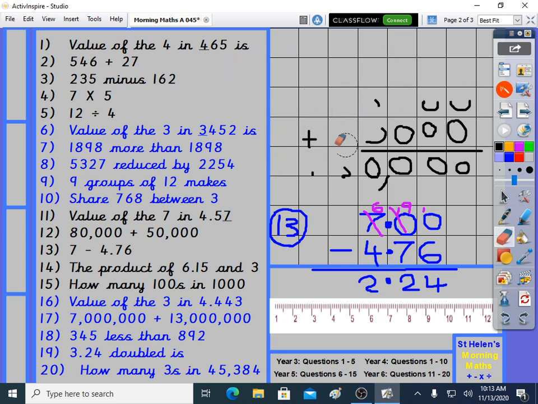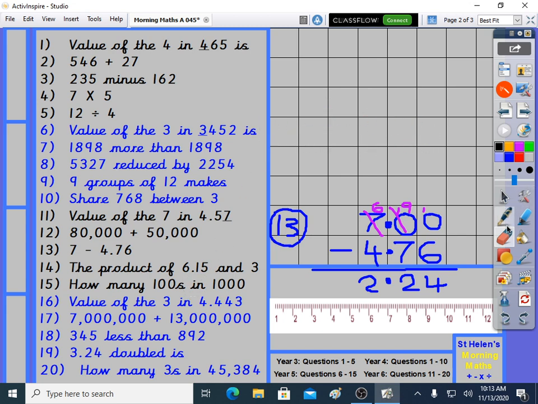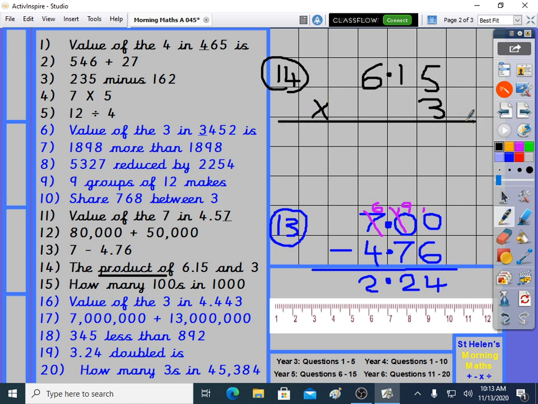The product of... Now here we have some decimal multiplication. Product means times, of course, that's why it's multiplication. I'm going to write 6.15 as if it's 615 and multiply it by 3. Decimal point goes here, but I've lined it up as if there was none. 5 times 3 is 15. 3 times 1 is 3, plus 1 is 4. 3 times 6 is 18.